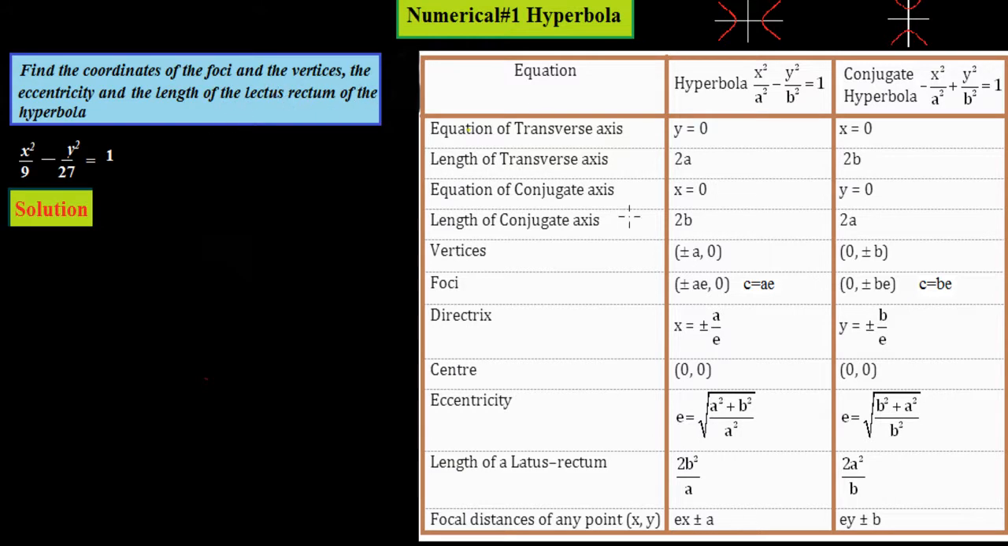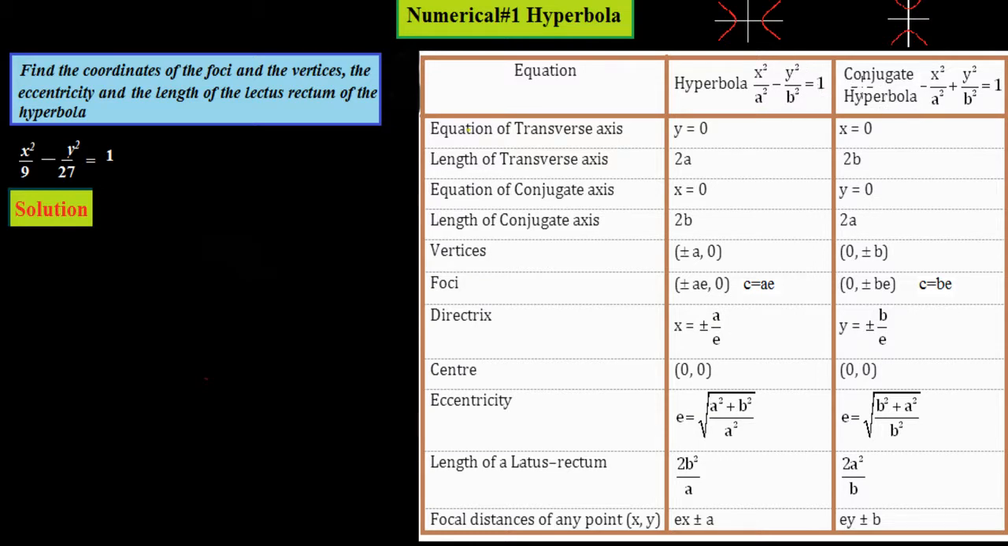So here we see how we get the coordinates of the foci and vertices. First of all, look here. There are two equations of hyperbola. These two are the standard forms of the hyperbola, where the center lies at the origin. Here you see in this figure, the first hyperbola equation, x square upon a square minus y square upon b square is equal to 1.